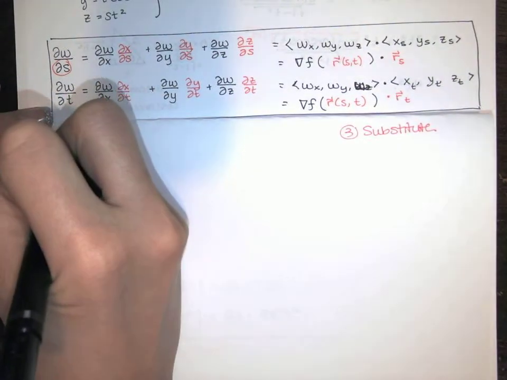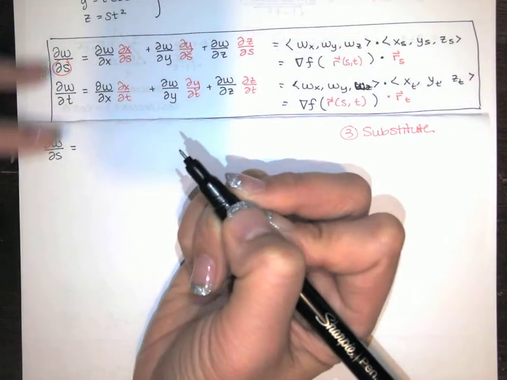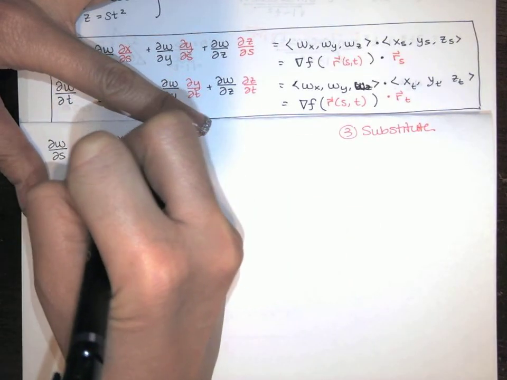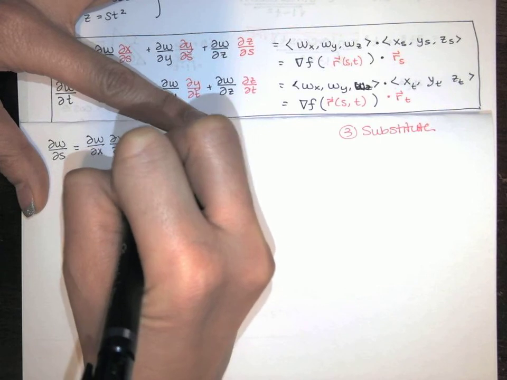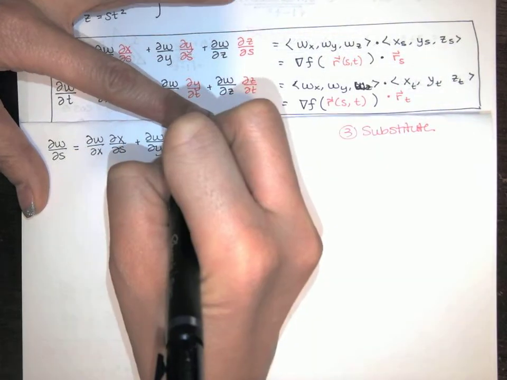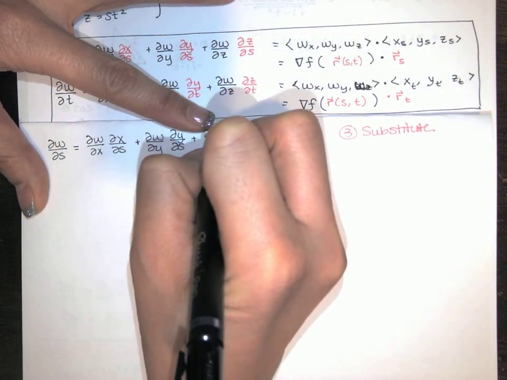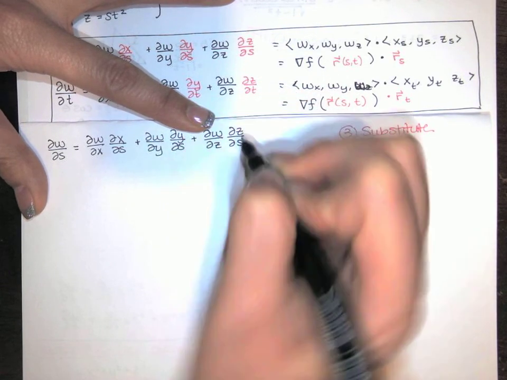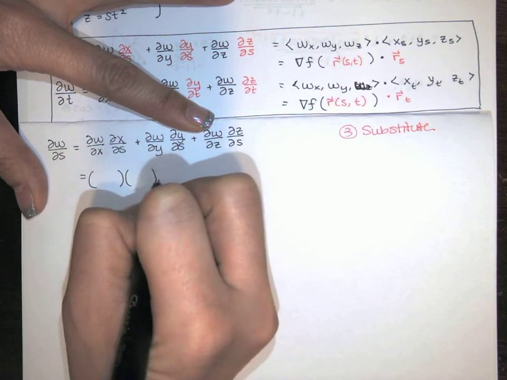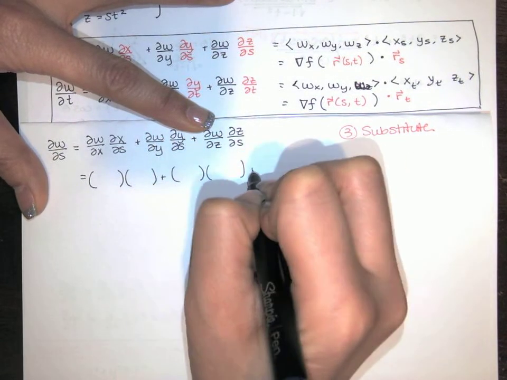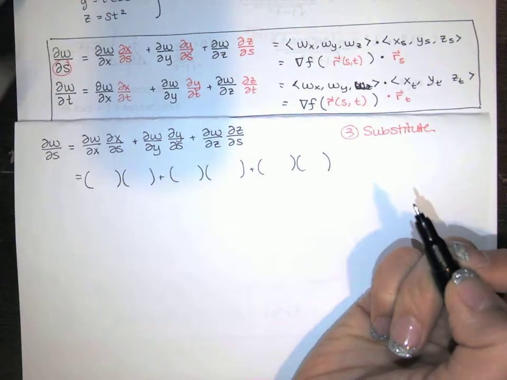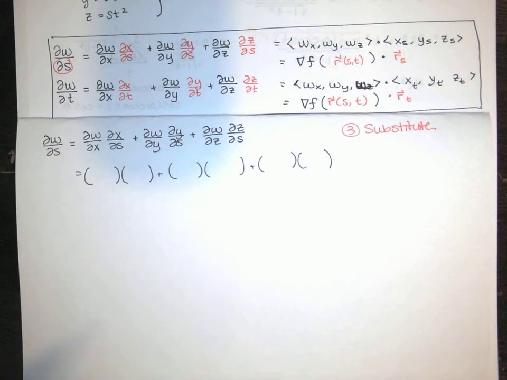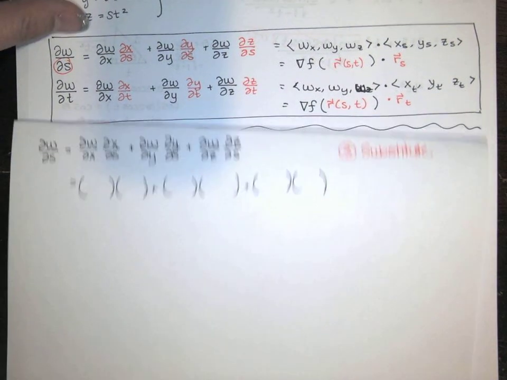Partial of w with respect to s. It's the partial of w with respect to x times the partial of x with respect to s, plus the partial of w with respect to y times the partial of y with respect to s, plus the partial of w with respect to z times the partial of z with respect to s. And we just substitute all those 6 pieces in and simplify. Now, if you haven't written any of those in terms of s yet, if you still have x's, y's, or z's, you need to substitute those.